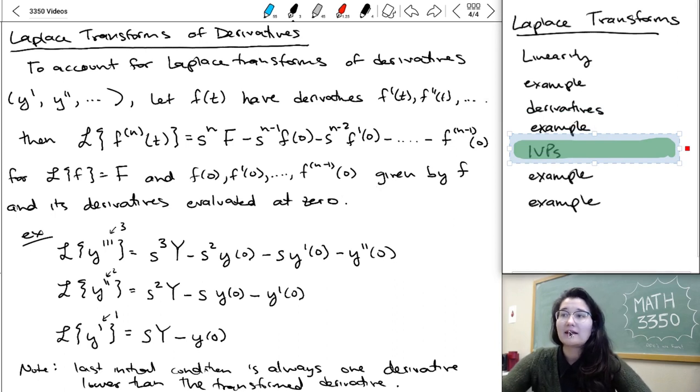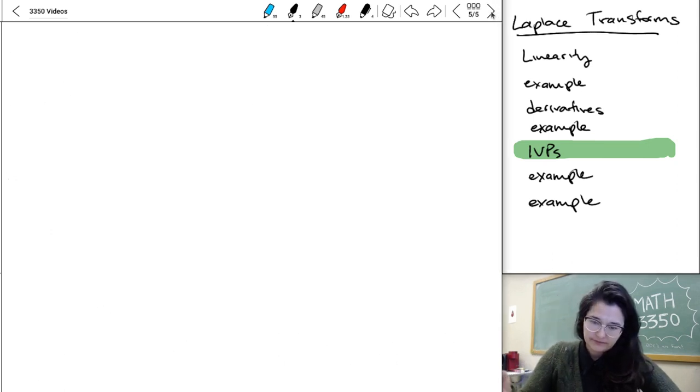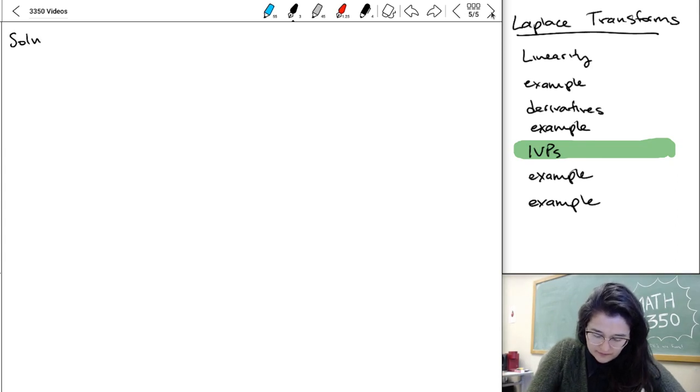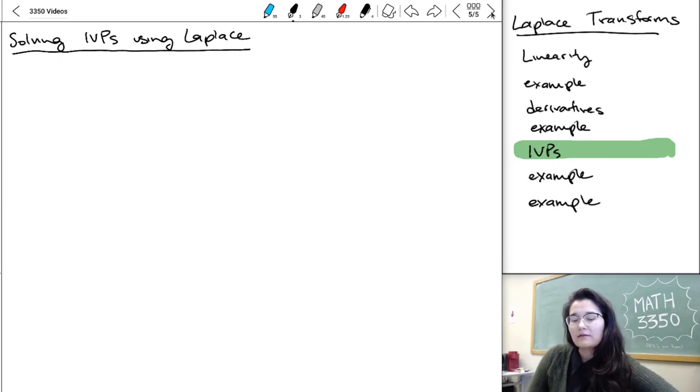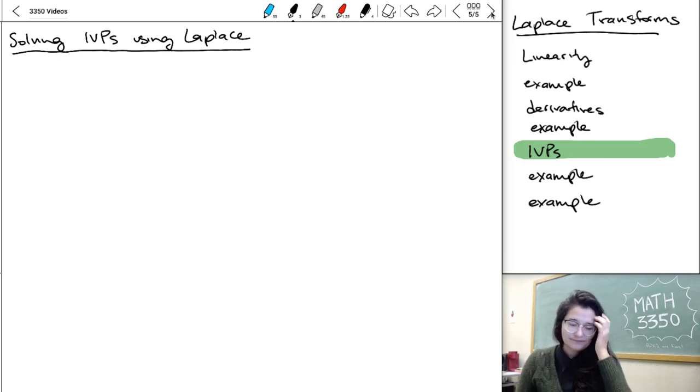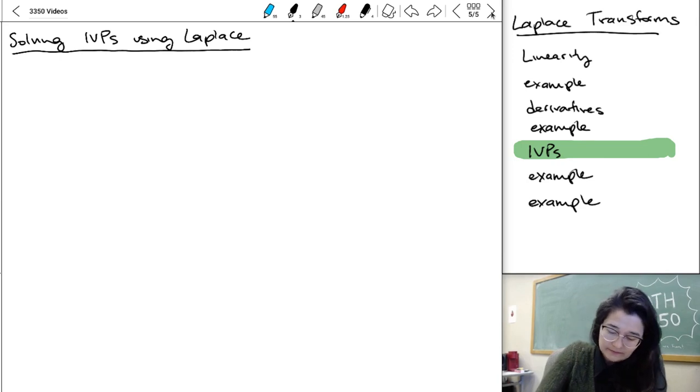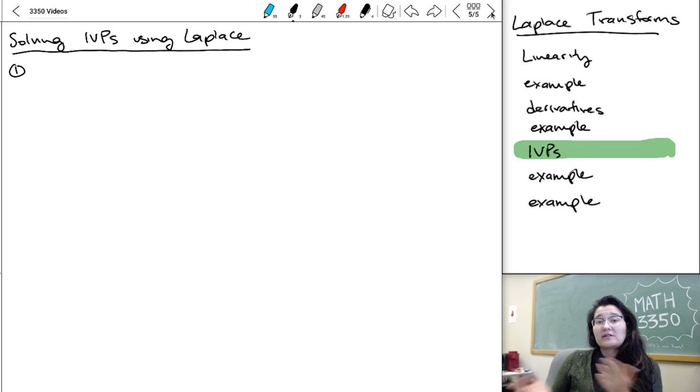Okay, let's go ahead and also write out the steps for solving an initial value problem with Laplace transforms. I think we can do it relatively quickly, and I like it when all the examples have their own videos. I don't know how you all feel about it. So, we would like to use Laplace transforms to solve initial value problems. The way we're going to do that is following 4 simple steps.